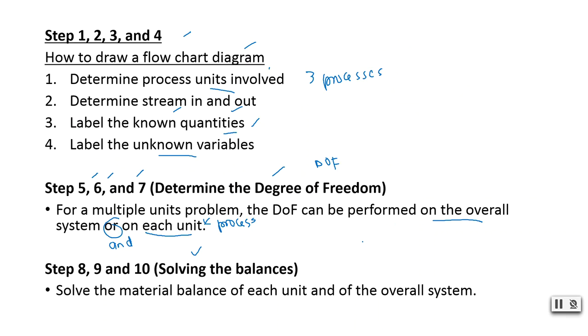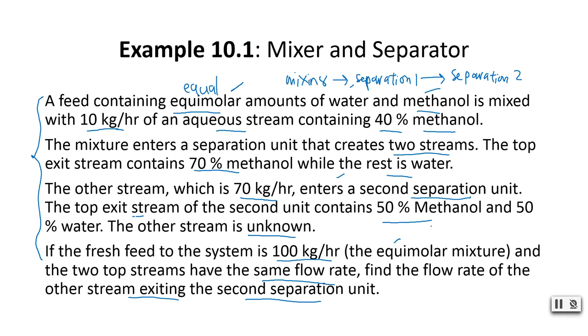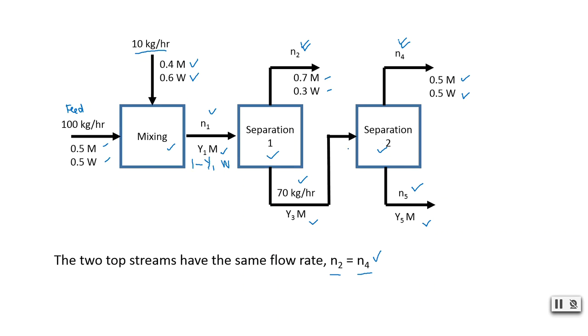So this is an equation we need to bear in mind. The question asks us to find the flow rate of the other stream exiting the second separation unit. So the question asks us what is N5.